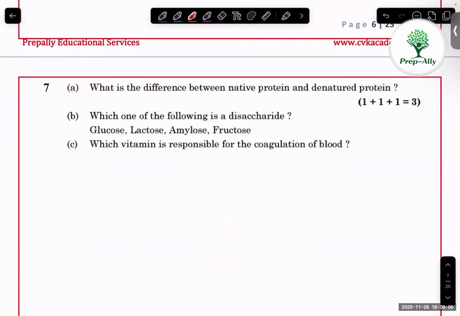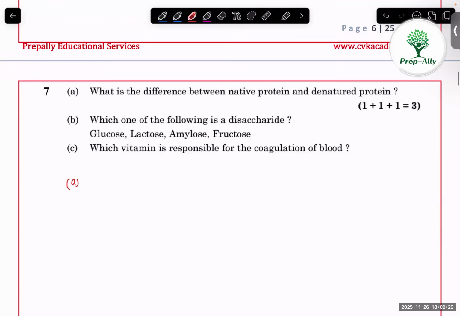So this is a 3 marks question. So here also 1, 1, 1 means you just need to write whatever that is asked. What is the difference between native protein and denatured protein? So here also just 1 point will be more than sufficient. So when you're writing also, there are many other points for the denatured protein as well as native protein. So when you're writing also, please make sure that you write exactly to the point.